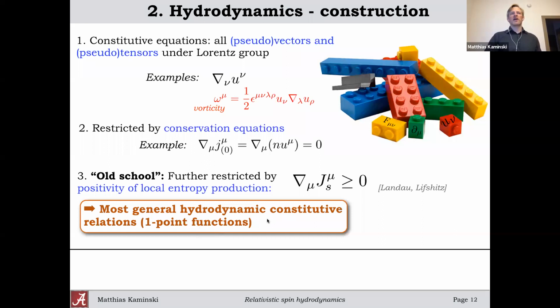Because once we have them, then we can, for example, vary them with respect to the sources. Remember the metric and the spin connection and the gauge field. They are sources in this formalism. And once we have these generally constructed constitutive equations, we can vary them with respect to the sources and get 2-point functions. And this is actually how we will derive Kubo relations later. So this is the formalism that we use, and probably many of you are familiar with.